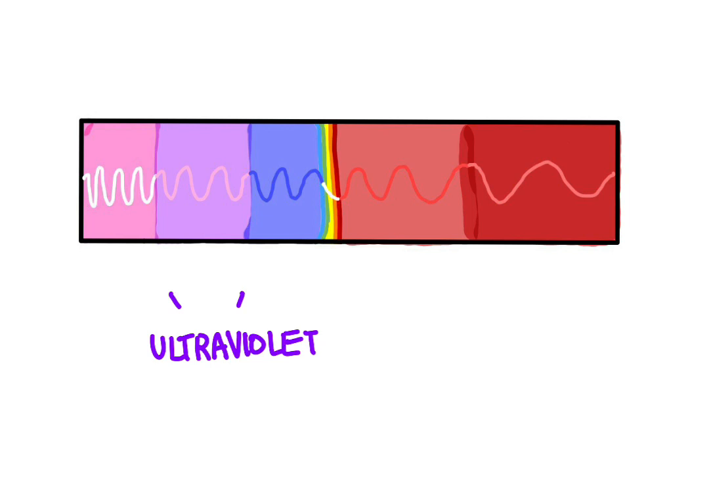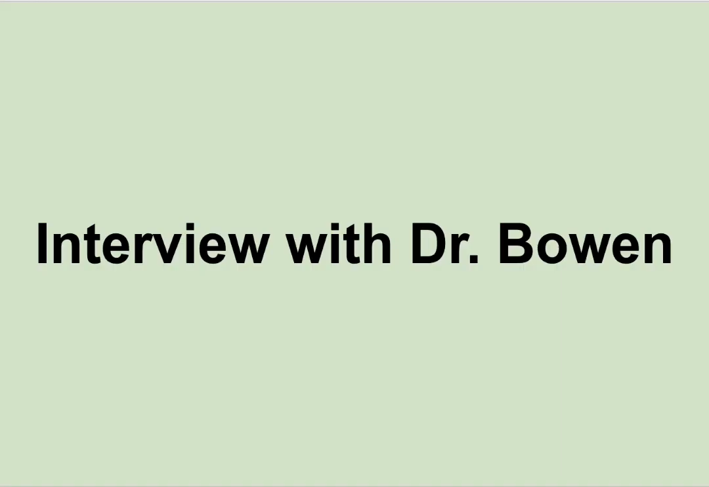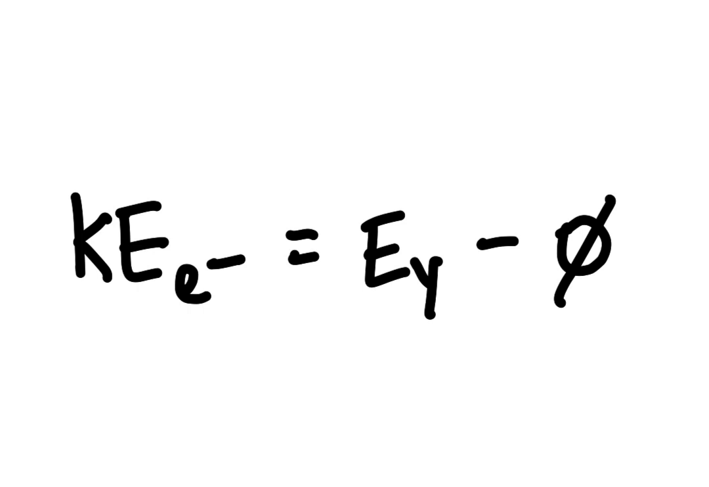He describes this as a violent process. Sometimes UV rays don't provide enough energy to eject an electron, and X-rays must be used. Dr. Bowen first discussed how to find the binding energy of an electron with a very straightforward equation shown on the screen.